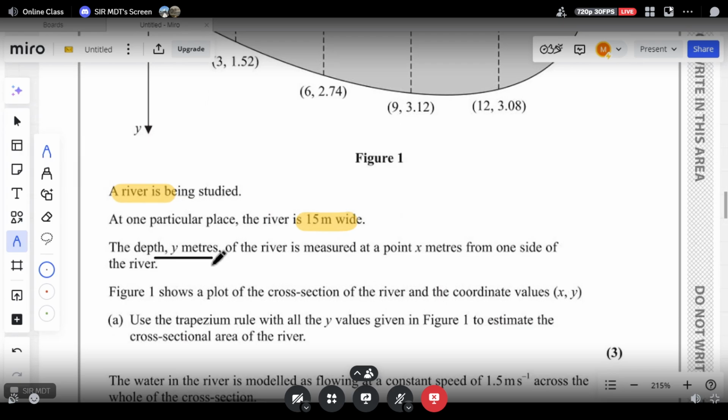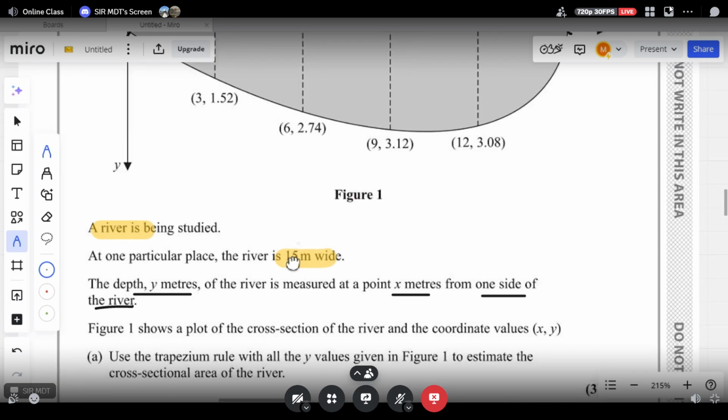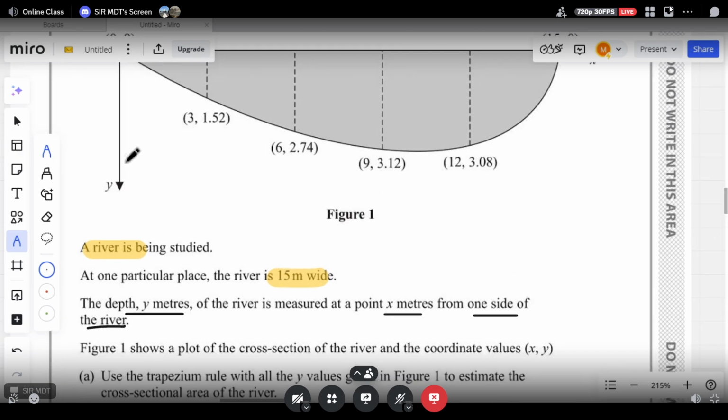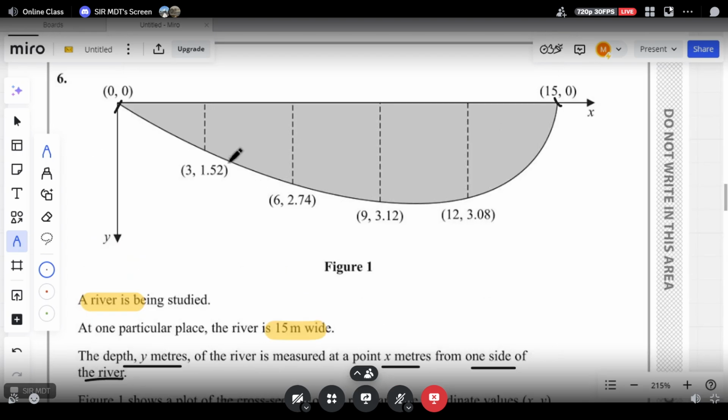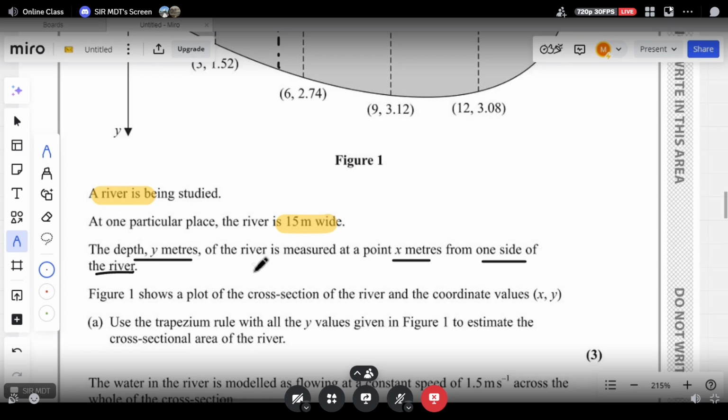The depth y meters of the river is measured at a point x meters from one side of the river. Okay. So at any point x, consider from that x, the depth is measured by y values. What y values? The y values of this curve represent the depth in meters. Okay. So figure 1 shows a plot of the cross section of the river and the coordinate values x, y.